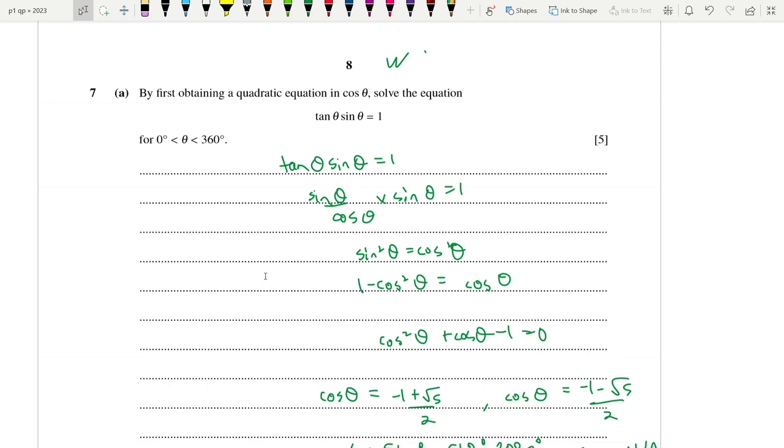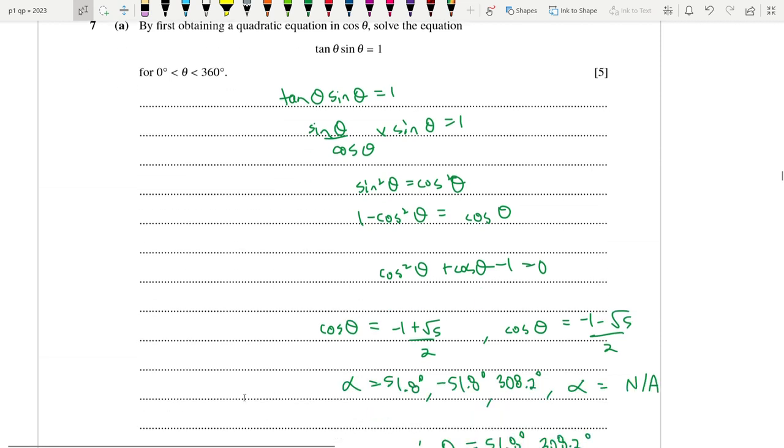By first obtaining a quadratic equation in cos theta, solve the equation. So tan theta sin theta equals 1. We can write tan theta as sin theta by cos theta, so sin squared theta is equal to cos theta. We know that sin squared theta can be written as 1 minus cos squared theta. So cos squared theta plus cos theta minus 1 equals 0.